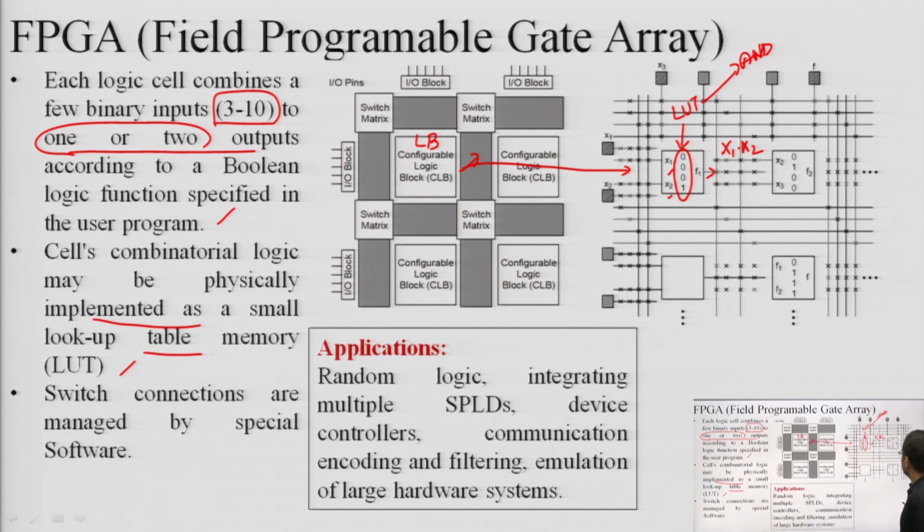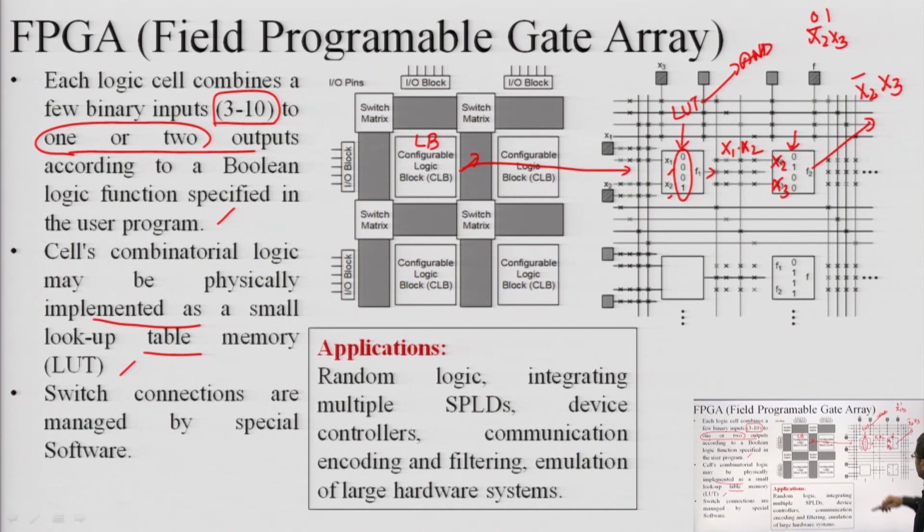Similarly, you can see that x2 and x3 are there, and this is 0100. So 0100 corresponds to x2 bar x3. That means this F2 will be x2 bar x3.